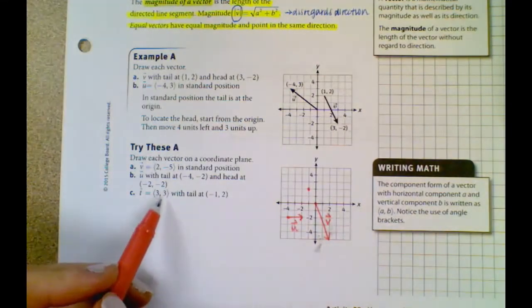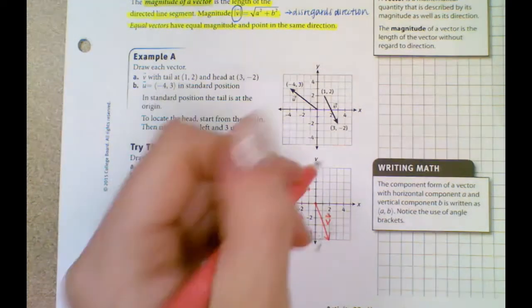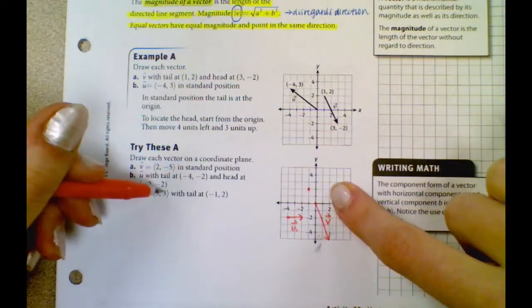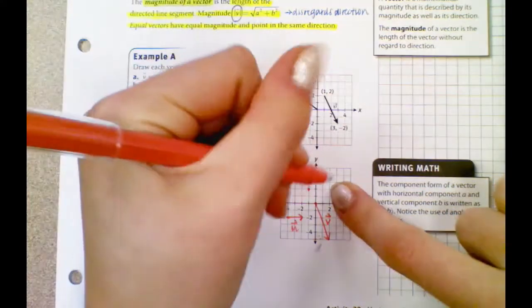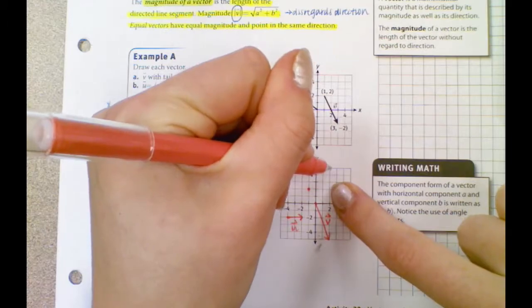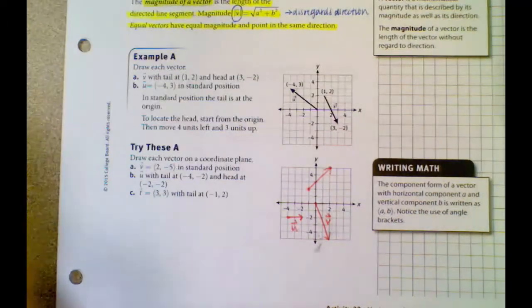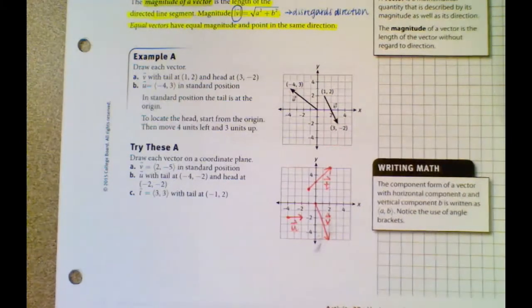Component form, remember, the a and the b value represent the distance from the tail. So from the tail, I have a horizontal distance of positive 3, so I'm going to go to the right 3, 1, 2, 3. And then I have a vertical distance of 3, so positive 3, 1, 2, 3. So I would end there. And that is vector t. Okay? So that's how you draw your vectors.